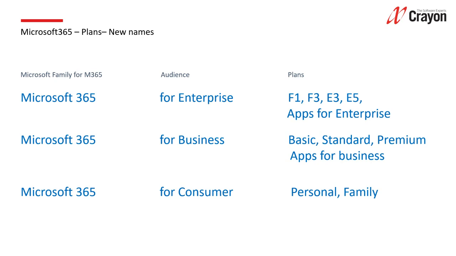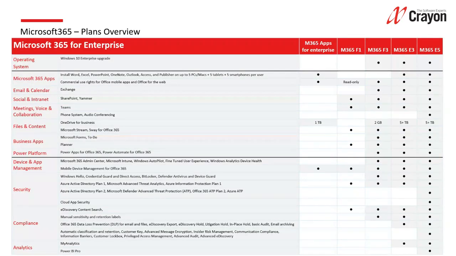For the business audience, we have Basic, Standard, Premium, and Apps for Business, and for the consumer, Personal and Family. Because we are talking about solutions that are dedicated to companies, we are going to focus our attention in the future slides on the first 2 categories of the product family, enterprise and business, and we will start with M365 Enterprise. They will look like this.